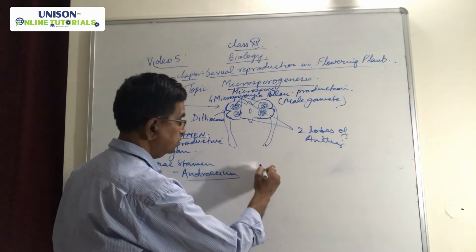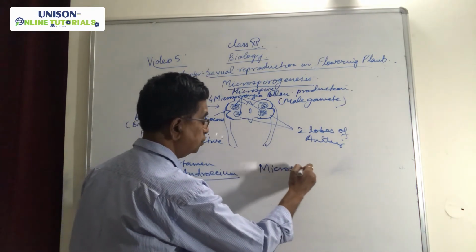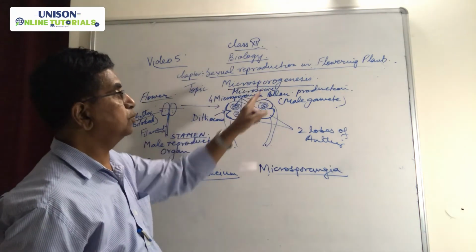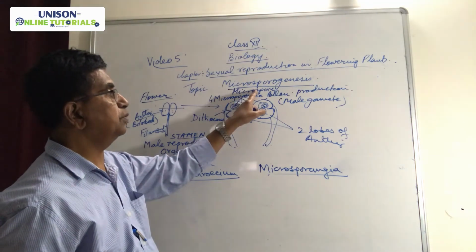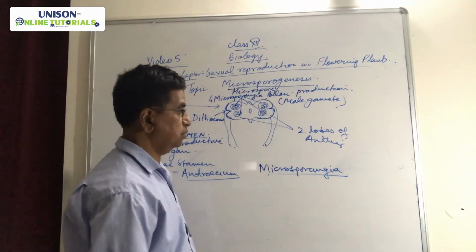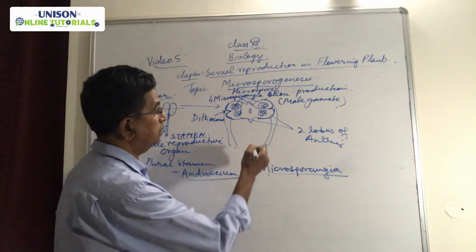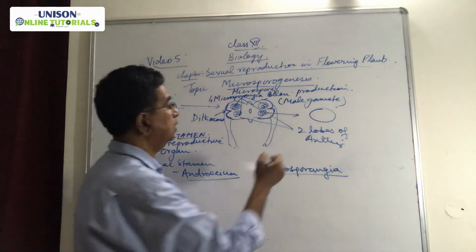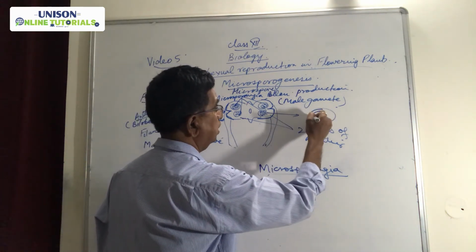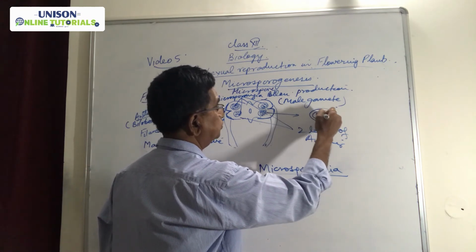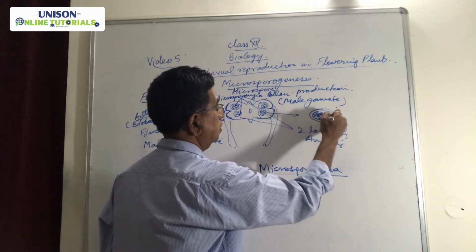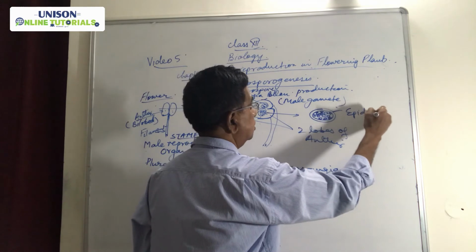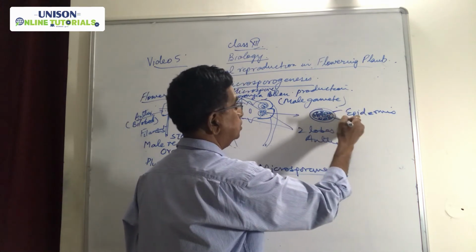Now we will study the structure of microsporangia, because microsporangia is the structure inside which microsporogenesis takes place, or the microspore formation or the pollen formation takes place. We will have another, more magnified diagram. So this is the magnified microsporangia. The outermost part of the microsporangia is known as epidermis and the innermost is known as tapetum.